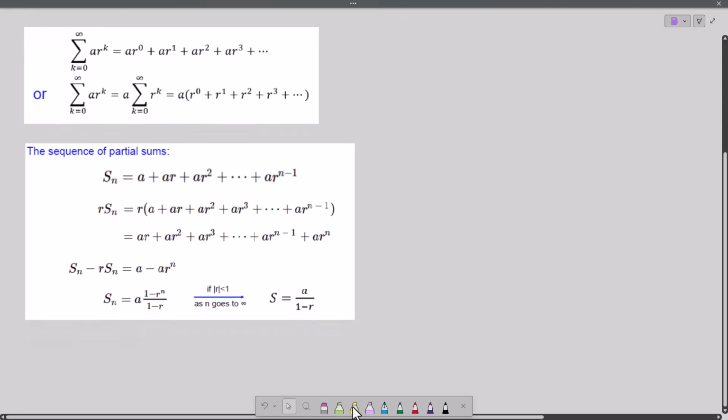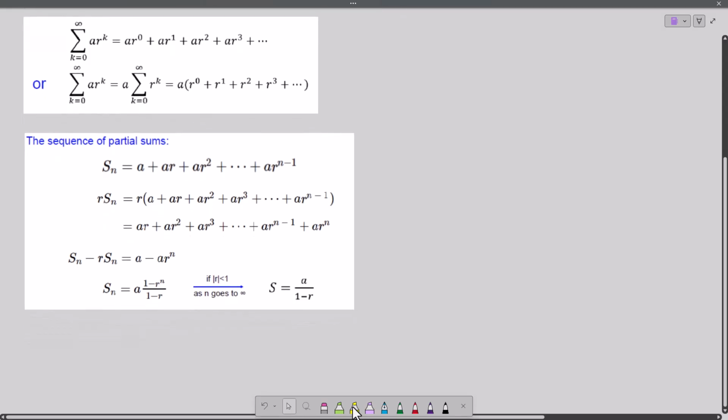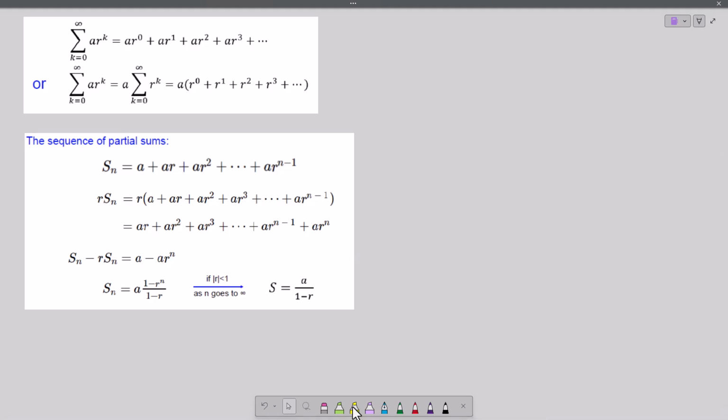Okay, so let's look at S sub n. S sub n is the sum of the first n terms. If the counting starts at 0, the nth term will be when k is equal to n minus 1, because we shifted it all. If we were counting starting at 1, it would be 1, 2, 3, up to n. But if we start at 0, we have to shift everything 1 unit to the left. So instead of starting at 1, we're starting at 0. Instead of finishing at n, we're going to finish at n minus 1.